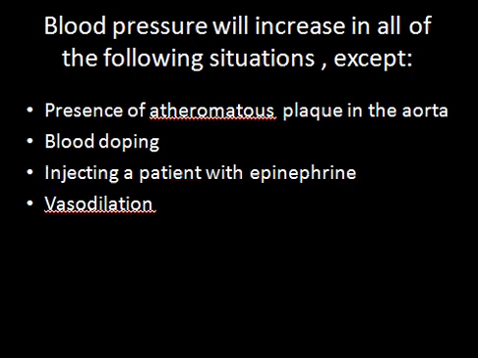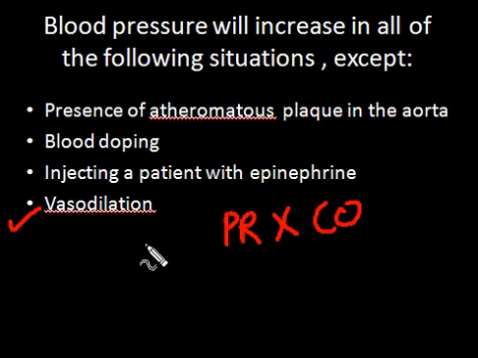And let's look at the last one, which is: blood pressure will increase in all of the following situations except, and the correct answer is vasodilation. And why is that the correct answer? Because blood pressure is peripheral resistance times cardiac output. So this is blood pressure. So anything which increases either peripheral resistance or cardiac output will cause an increase in blood pressure.